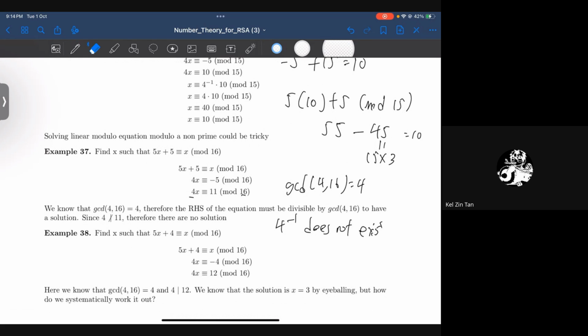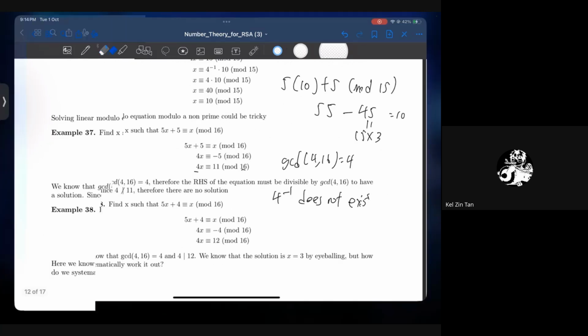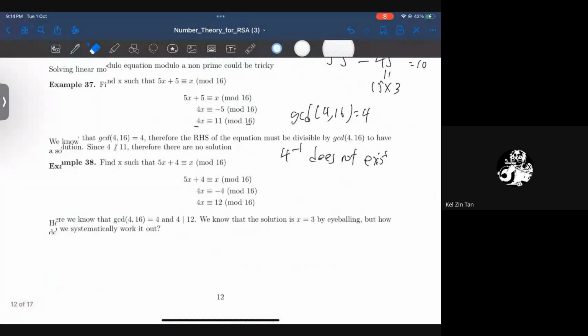In fact, you can try to expand out what happens when this situation happens. So we look at this example.